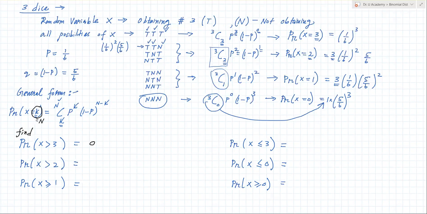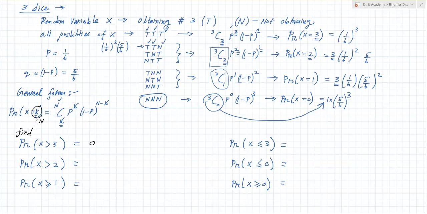So this K cannot be more than N, because you can see NCN is the maximum you can do. You can't say NCN plus 1. You can't do that. This is maximum trials, right? Maximum trials. So I'm exceeding that. So that would be 0, obviously.